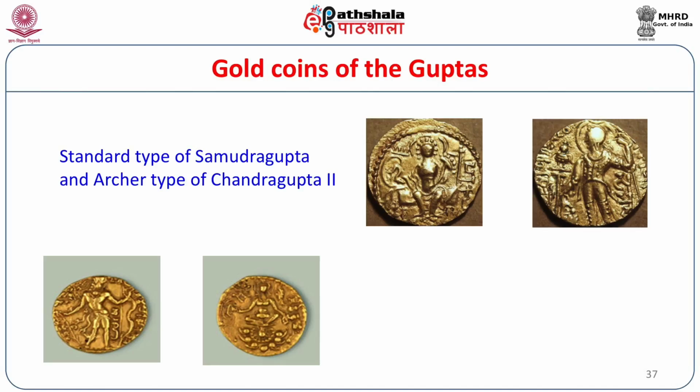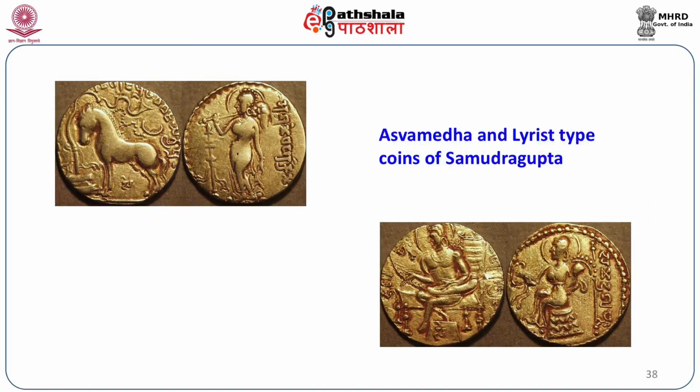This was issued by Chandragupta. You can see the name Chandra written on the obverse. The king holds a bow and an arrow, and on the reverse side there is a picture of Lakshmi. These are the two famous types of coins of Samudragupta.